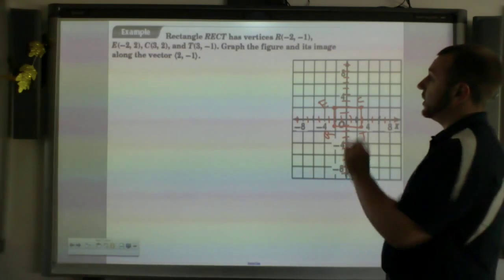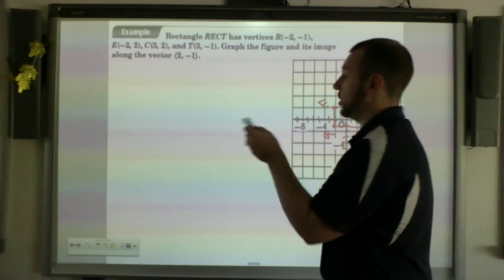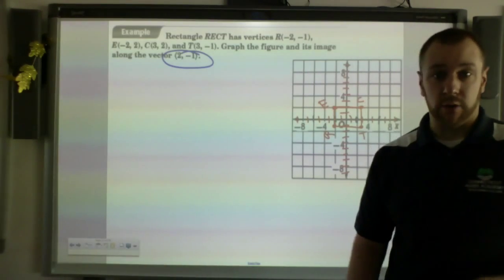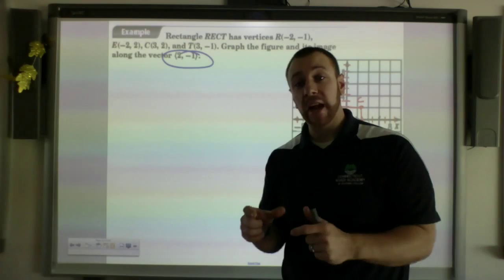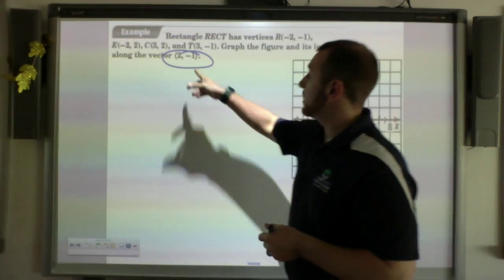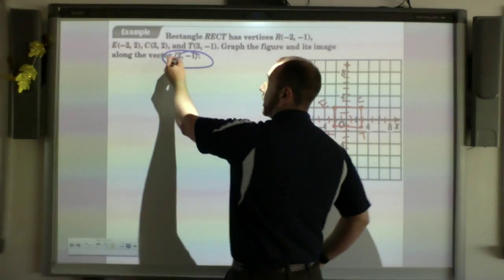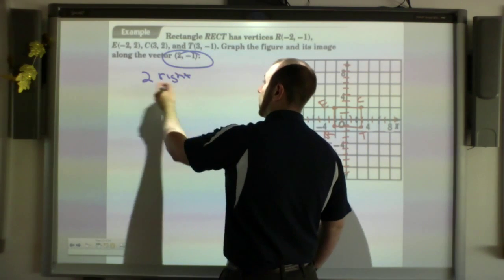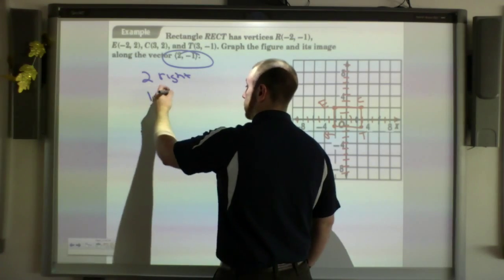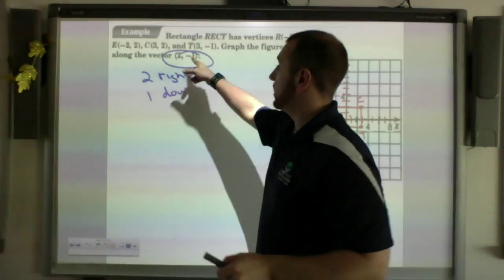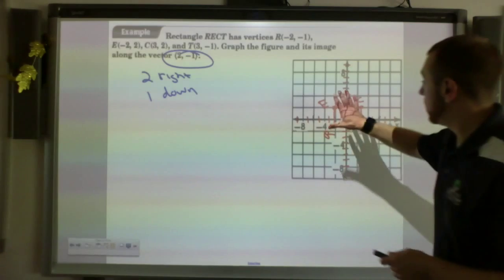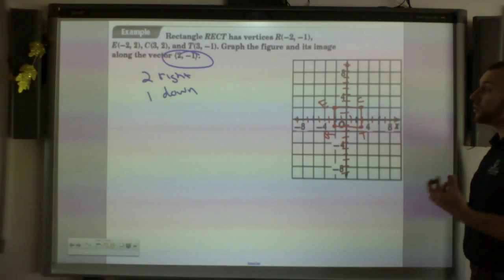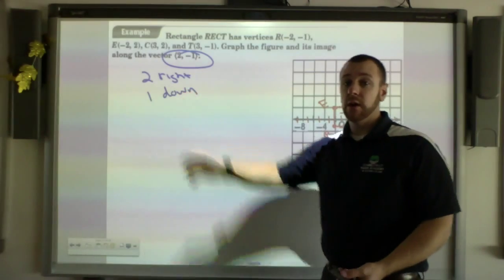Now, it says graph the figure and its image along the vector 2, negative 1. So you notice those are in the carets. That's the vector. That means I'm going to take this and move it 2 to the right and 1 down. Because x is positive, y is negative, I'm going to move this basically 2 to the right and 1 down. So what I can do is I can actually count on this.